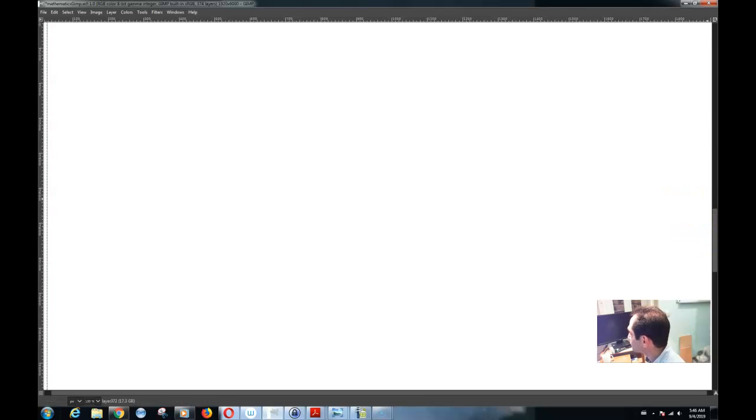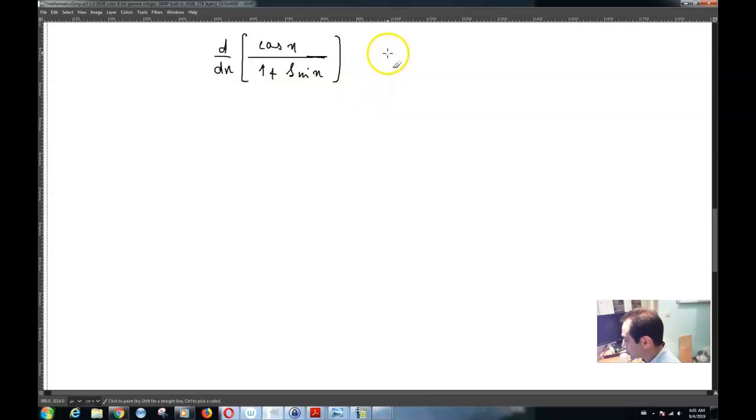Okay, so number 16. The next question that we have is we want to find the derivative, d by dx of cos x over 1 plus sine x. Cos x over 1 plus sine x. So it's just simply the quotient rule.